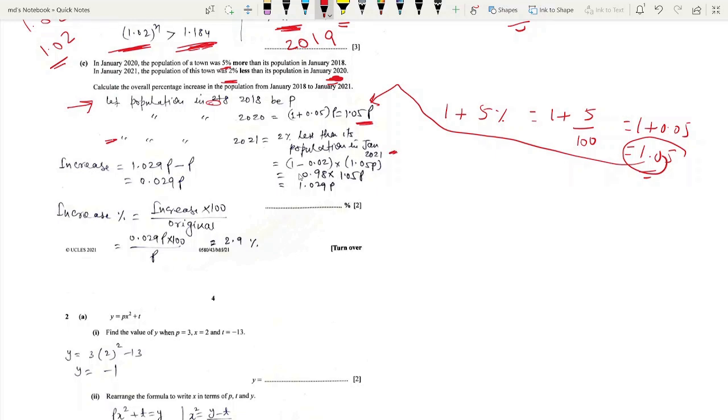So now the multiplier factor will be, this time, 1 minus 2%, which is 1 minus 2 over 100, which is 1 minus 0.02, which is 0.98. So 0.98 of what? 0.98 of not P, but of the 2020 population, which at that time was 1.05 P. So here we will write 0.98 times 1.05 P. Multiply 0.98 times 1.05, and you get 1.029 P, right?